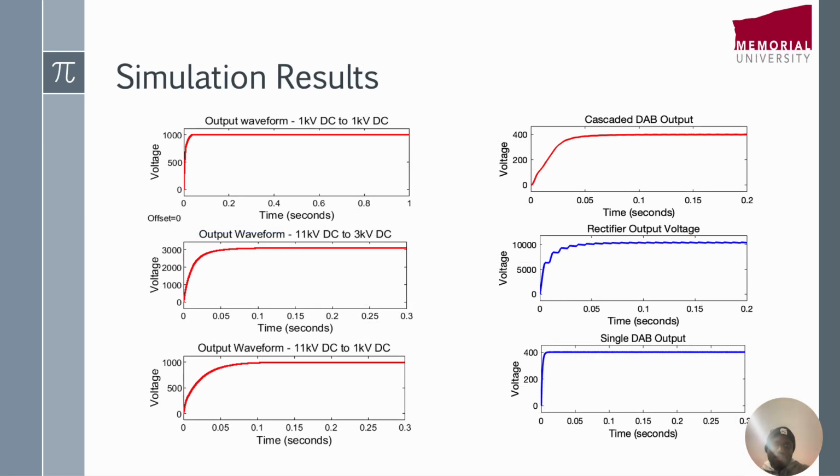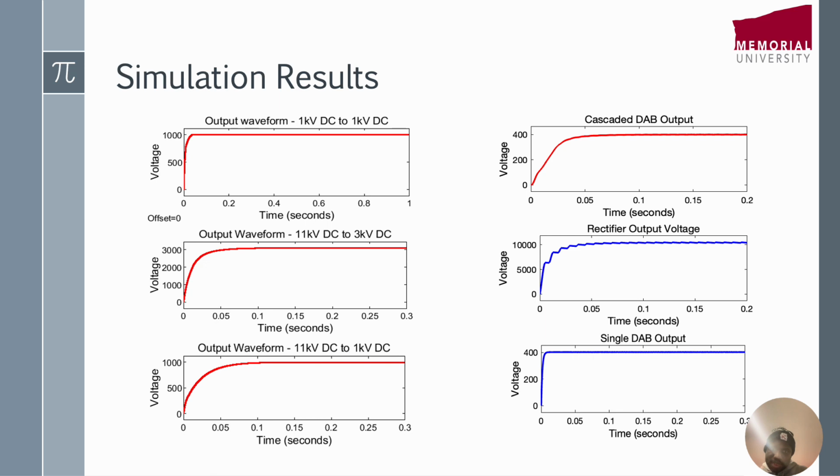So the simulation results, as we can see, for the 1K base module, that's the output that we can see: we get our 1 kV DC to 1 kV DC output, as we can see over there on the first graph. Then when we did the cascaded output, we were still able to get, we did different configurations. We did 11 kV to 11 kV, we did 11 kV to 1 kV, whereby we kept the secondary at 1 kV in the base converter.